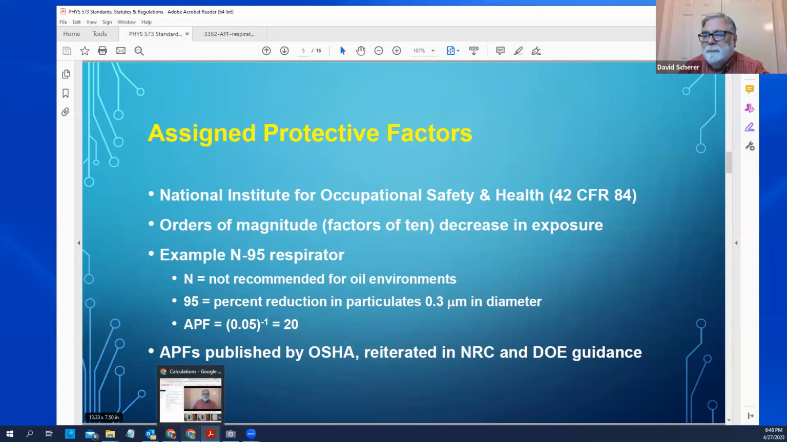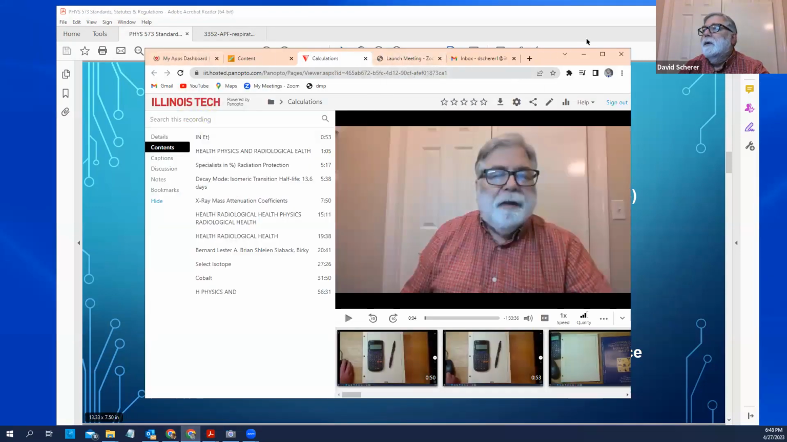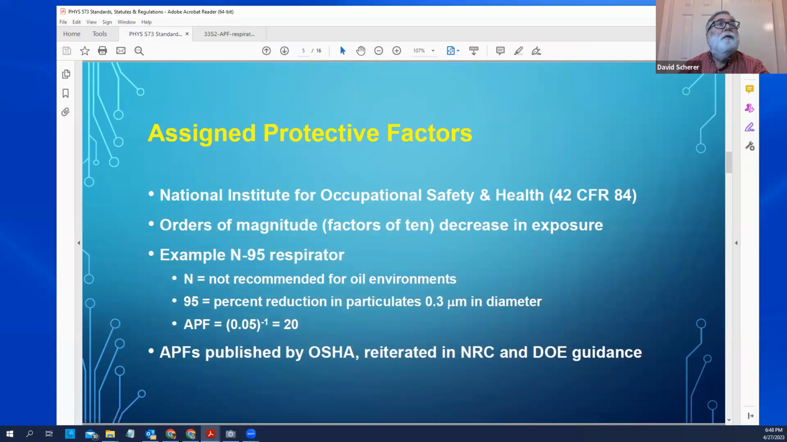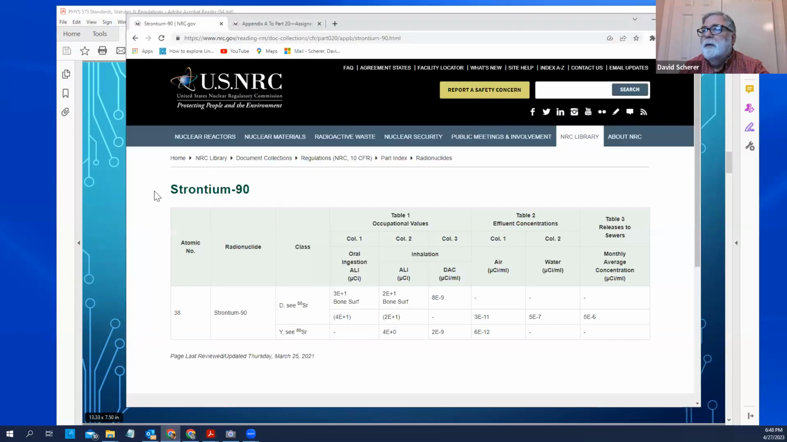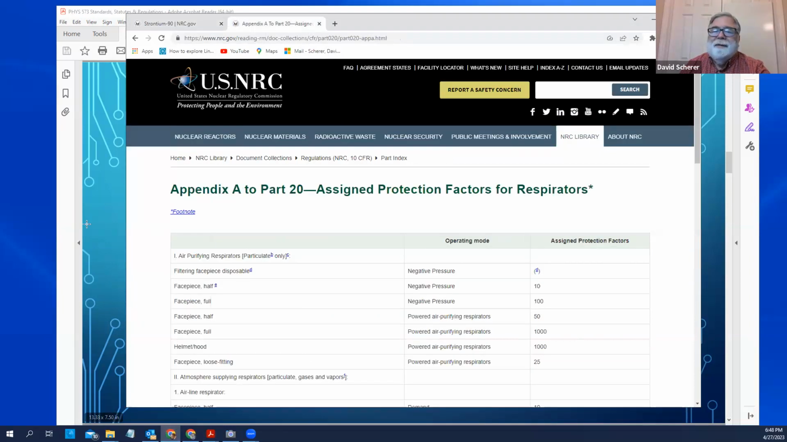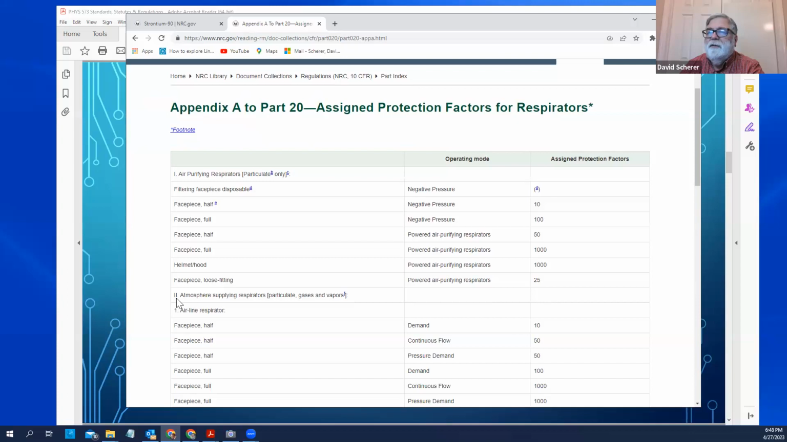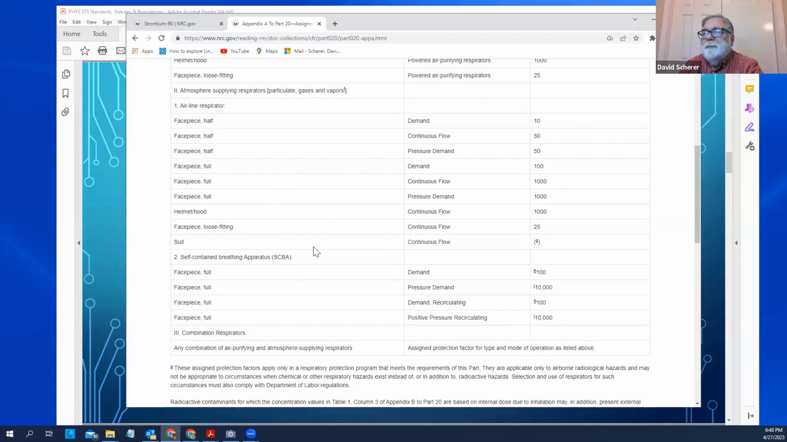Let me see if I can find, where did I put those? Maybe it's this one. Yeah, so here in 10 CFR Part 20, Appendix A, we can find the assigned protective factors for respirators. It's basically reiterating information on what NIOSH has found. They're broken down into air purifying respirators, atmosphere supplying respirators, and they also come in operations.